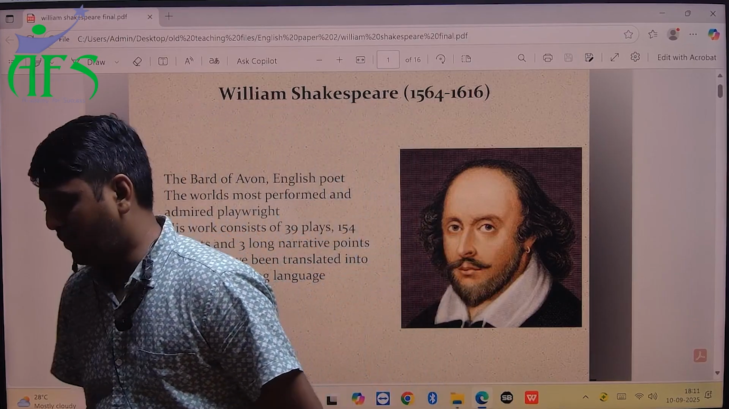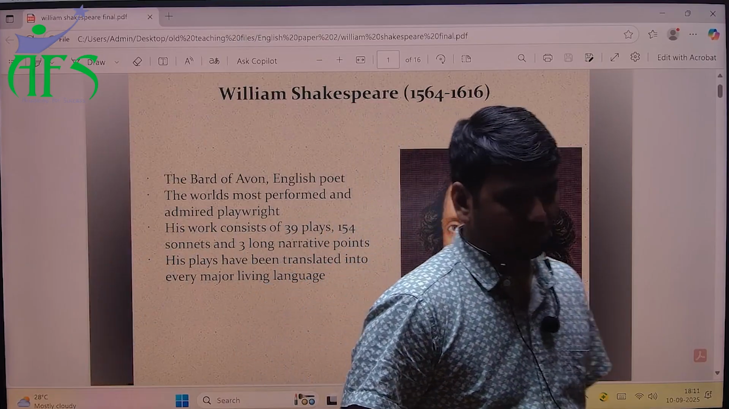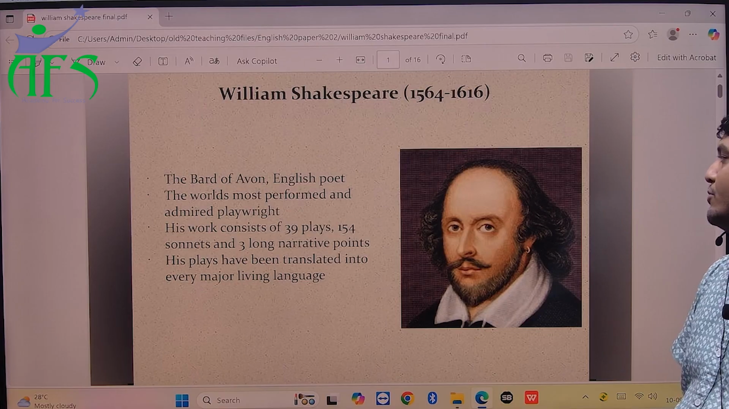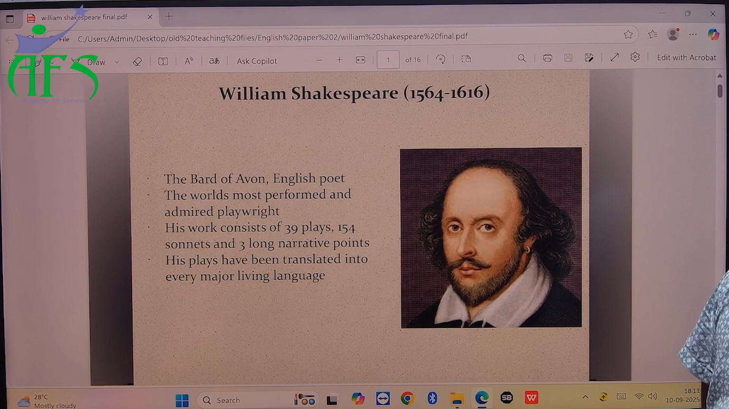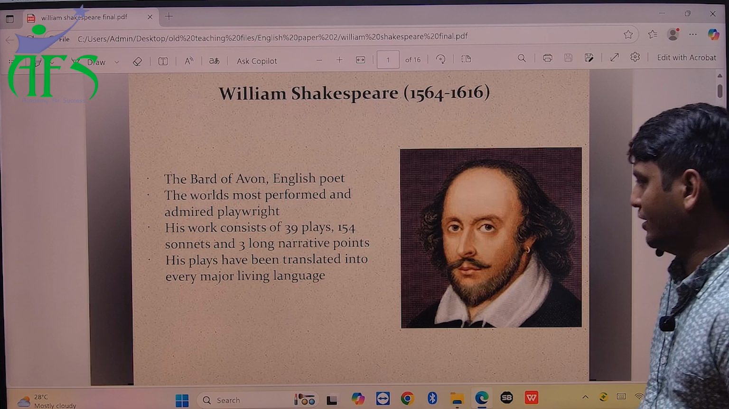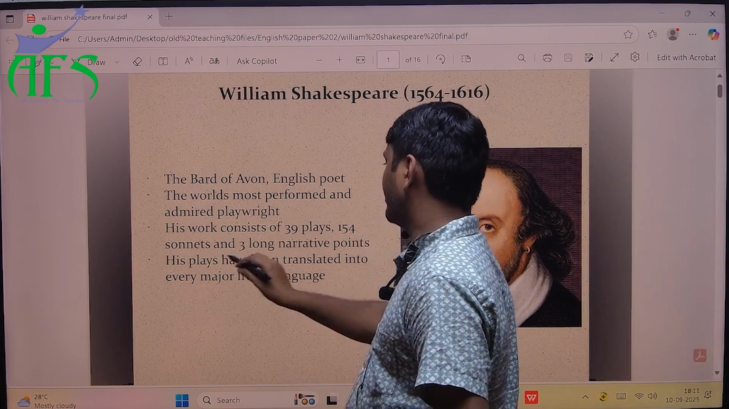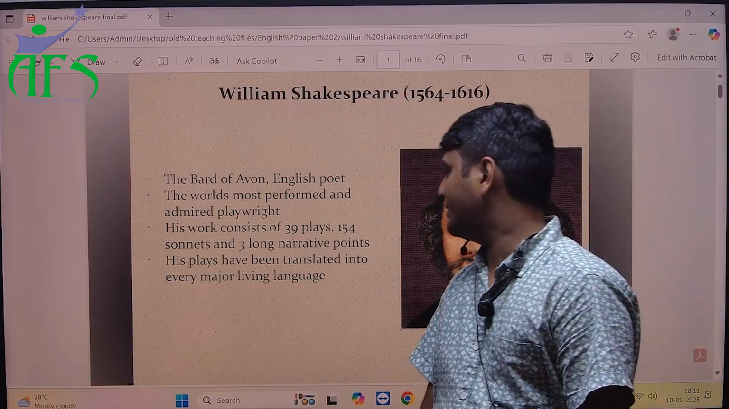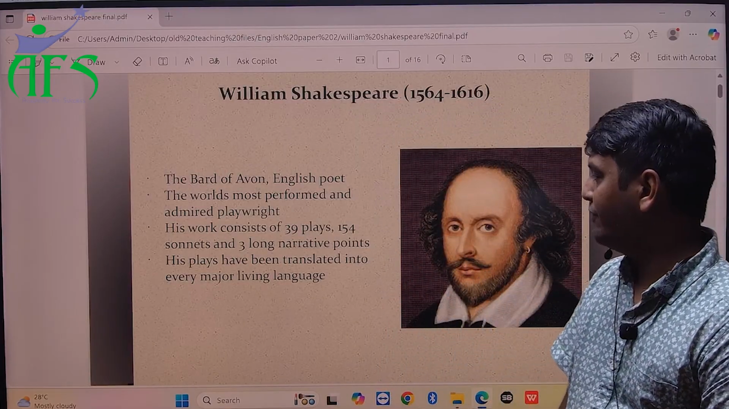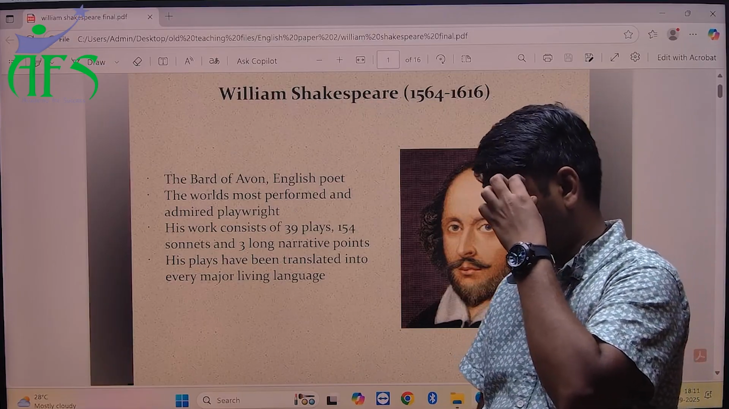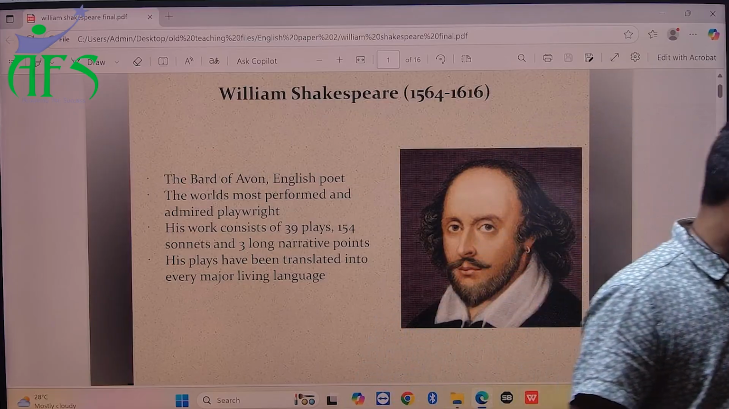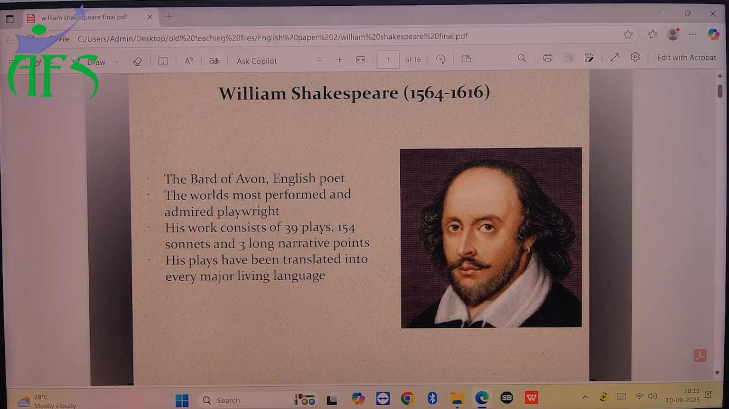He is called the Bard of Avon, because he was born at Stratford-upon-Avon. An English poet, the world's most profound and admired playwright. His work consists of 39 plays, 154 sonnets, and 3 long narrative poems. His plays have been translated into every major living language. As I'm telling you, he belongs to the 16th century.